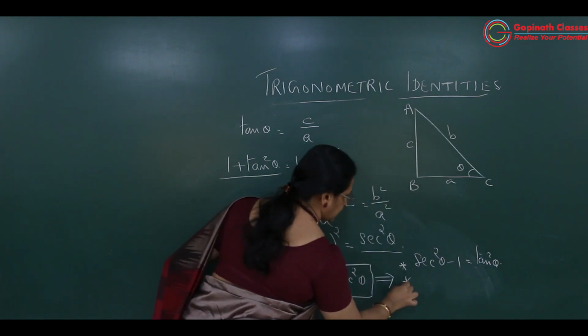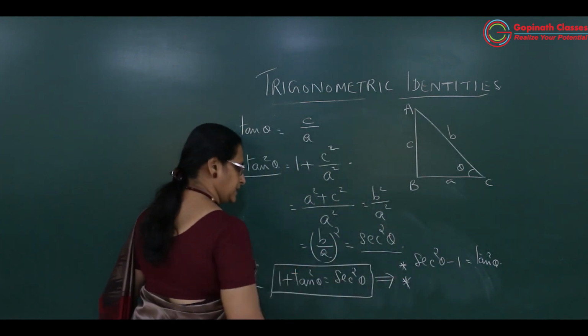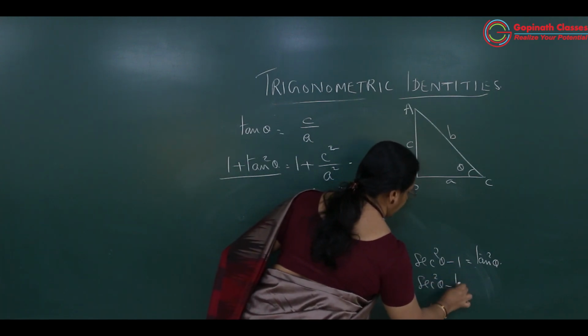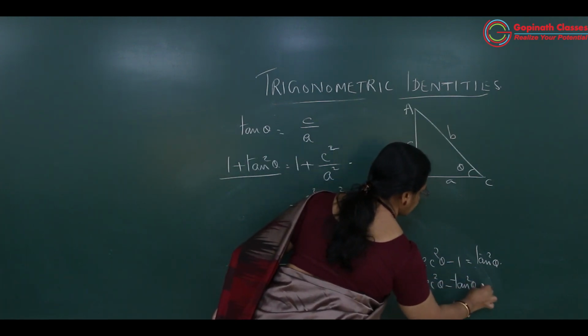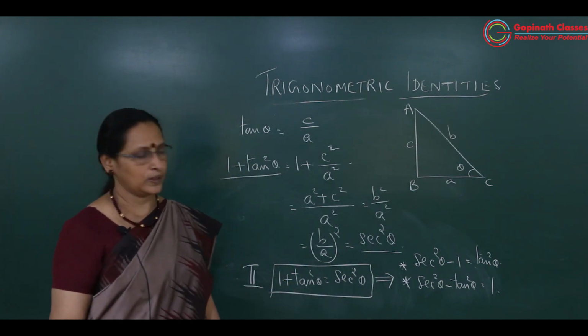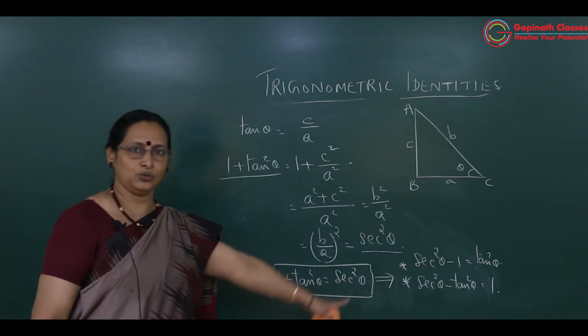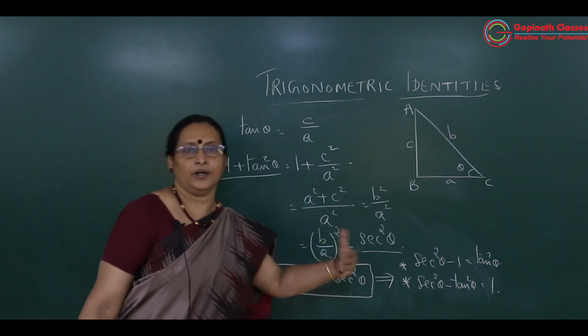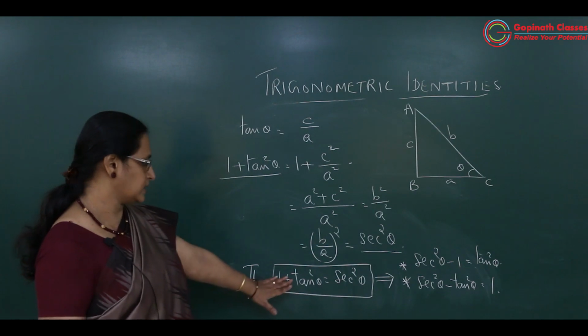Another one, I will get sec square theta minus tan square theta is equal to 1. So the main identity is 1 plus tan square theta is equal to sec square theta. From there we will get two derived results. Sometimes these derived results are useful in order to do the sums. So this is the second identity.